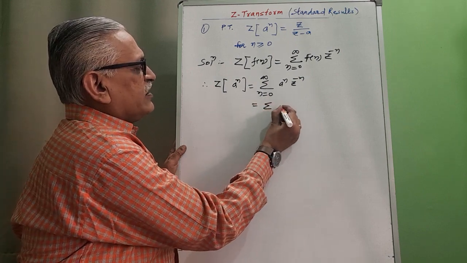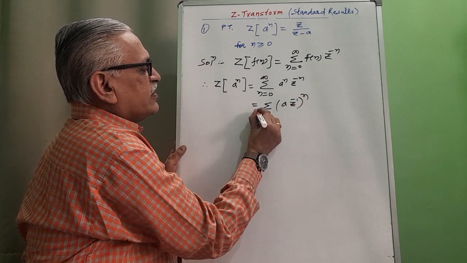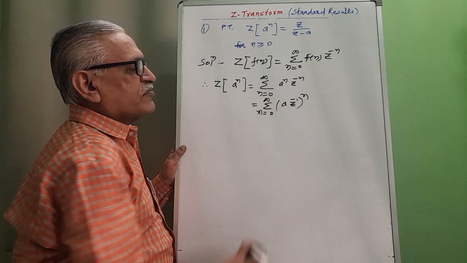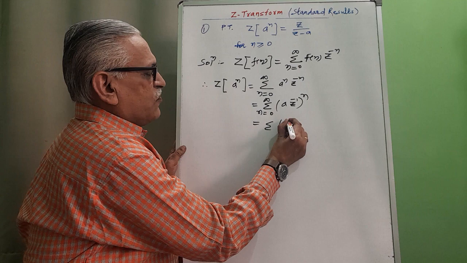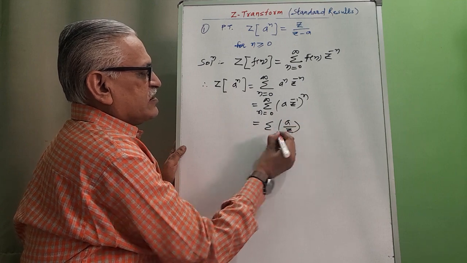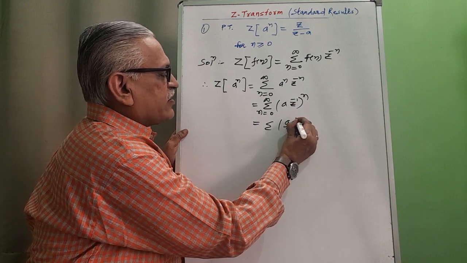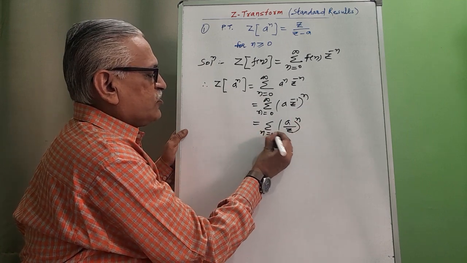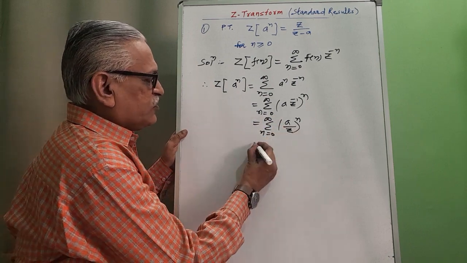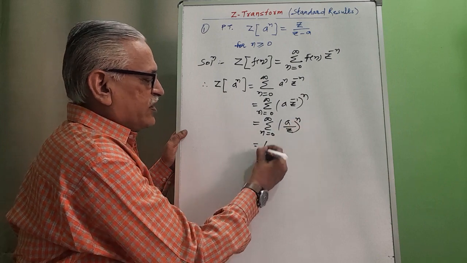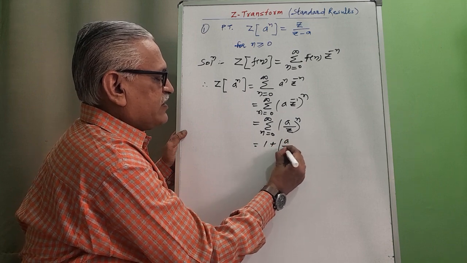Combining that power n, we get a z raised to minus 1 whole raised to n, n changes from 0 to infinity. This is summation of a by z, transferring that z raised to minus 1 to the denominator, and that bracket raised to n, and n changes from 0 to infinity. Substituting values, for n equal to 0, we get 1 as the first term. For n equal to 1, we get a by z.